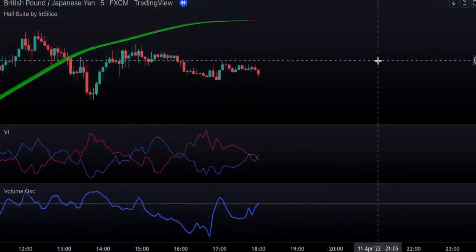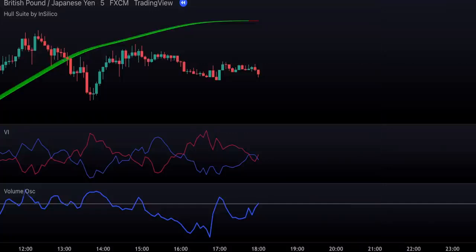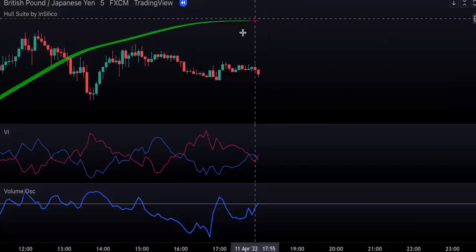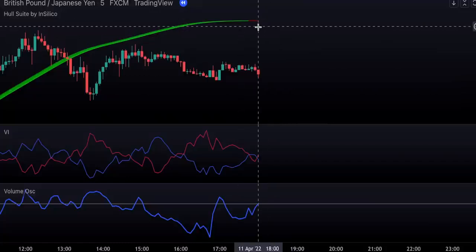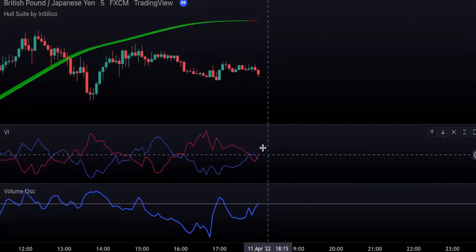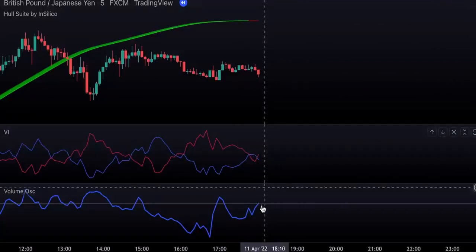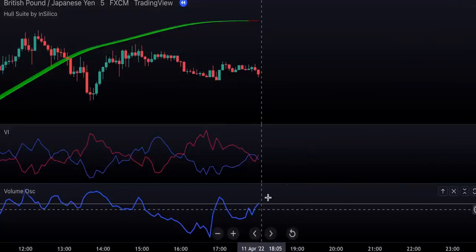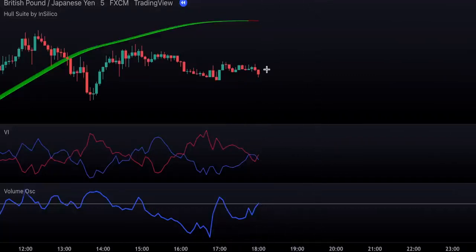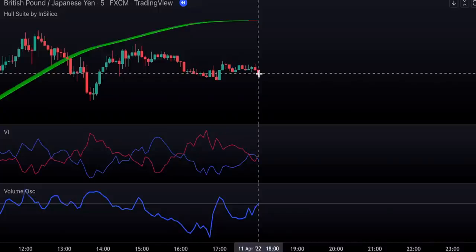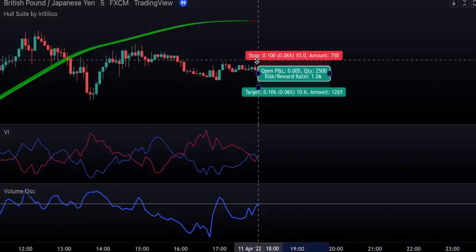Okay, let me now give you a couple more examples and you'll see how well this strategy performs in different market conditions. So we see the price is currently sitting below this whole suite line and the line is colored in red. So this means that we are officially in a downtrend. We also have a new bearish signal issued by our Vortex indicator and the volume oscillator agrees. So we can safely enter a short position, set our stop loss, and a take profit target.